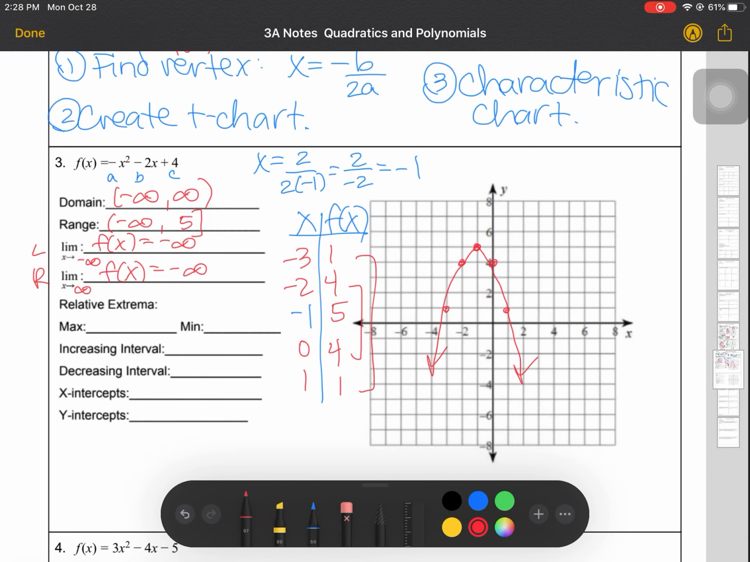Okay, this has a maximum, not a minimum. The maximum is at negative 1, 5. Again, right, none on the other. It is increasing on the left side of my graph, so when x is negative infinity to when x equals negative 1. It is decreasing on the other side, so when x is negative 1 to when x is infinity.